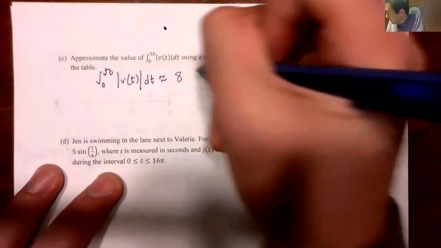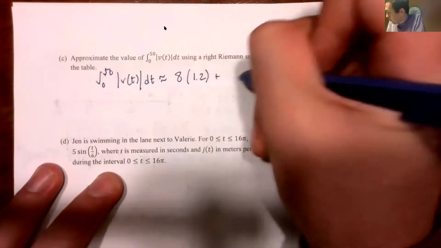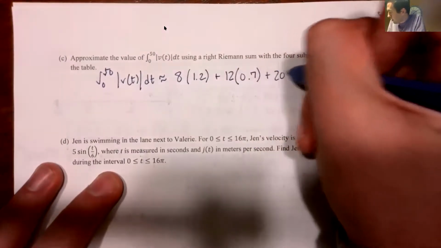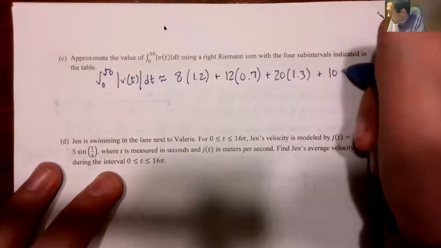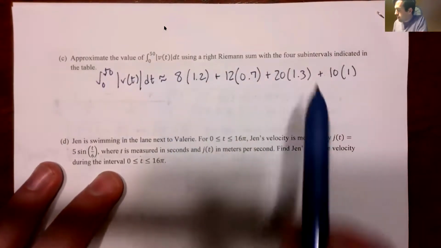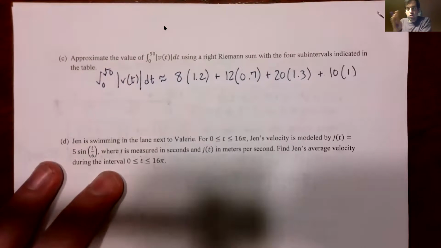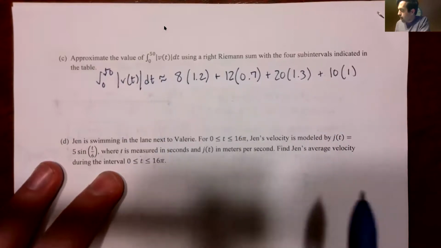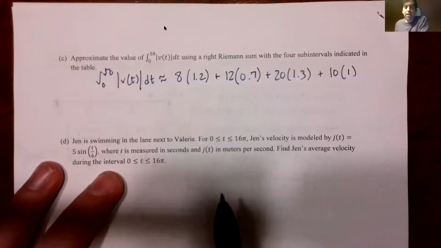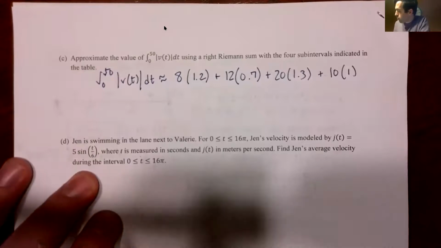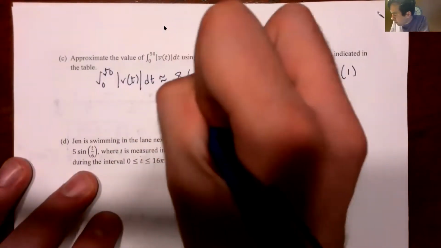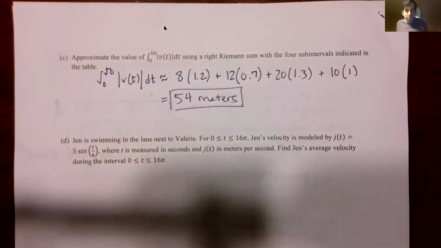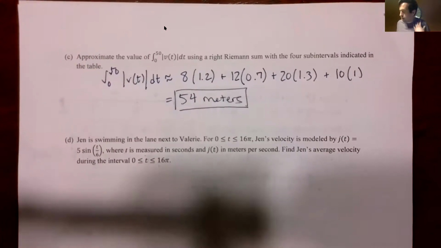So it's going to be 8 times 1.2 plus 12 times positive 0.7 plus 20 times 1.3 plus 10 times 1. Right, so the 8, the 12, the 20, and the 10, that's the width of each interval. So we subtract the endpoints from each other. And then this is the y value, or the v of t, at the right endpoint, but the absolute value. So no negatives. So we multiply and add this, and what you're going to find is that we get 54 meters. Again, that's an approximation of the total distance traveled by the swimmer.